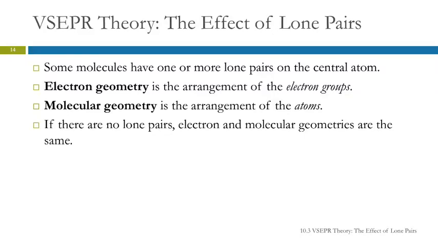Some molecules have lone pairs, one or more on that central atom. So then we can talk about the geometry of the electron groups, what shape they make, or we can talk about the molecular geometry, which is just looking at where the atoms are. When there are no lone pairs on the central atom, electron and molecular geometries are the same.